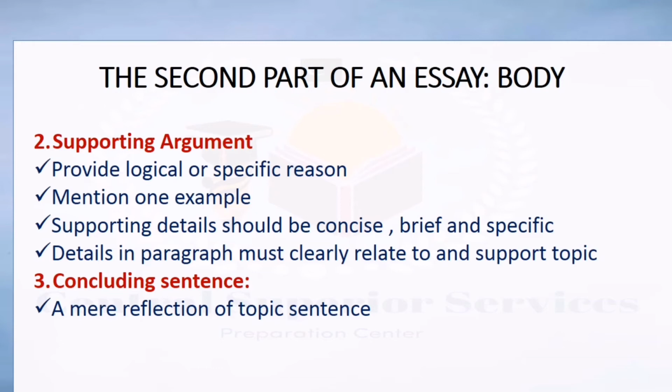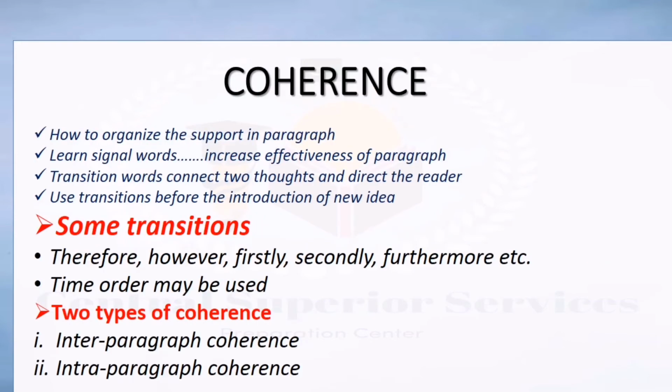A concluding sentence is a mere reflection of your topic sentence. It means that it is the restatement of the topic sentence. The writer should know the ways of organizing the support in a paragraph. Coherence is basically the flow that you have to maintain in your paragraphs as well as your whole essay. He or she should also learn signal words or transitional words, which increase the effectiveness of a paragraph.